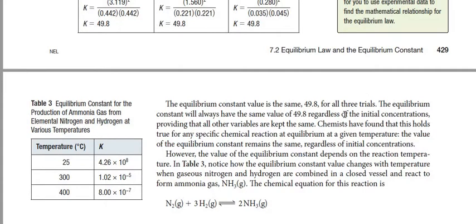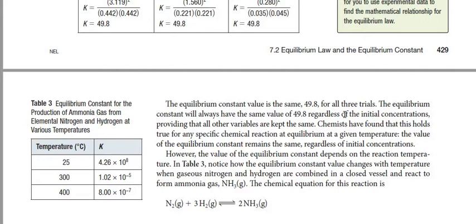So the equilibrium constant value is the same, 49.8, for all three trials. The equilibrium constant will always have the same value of 49.8 regardless of the initial concentrations, provided that all other variables are kept the same. Chemists have found that this holds true for any specific chemical reaction at equilibrium at a given temperature, and the value of the equilibrium constant remains the same regardless of initial concentration.